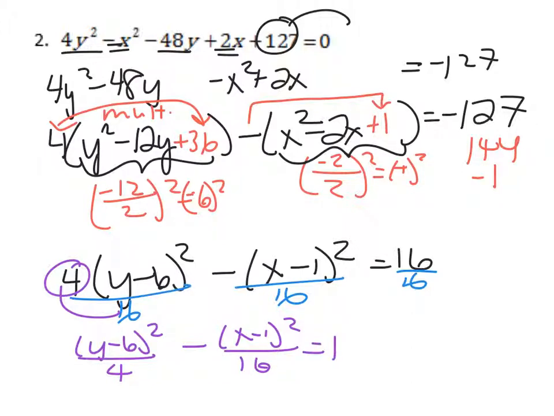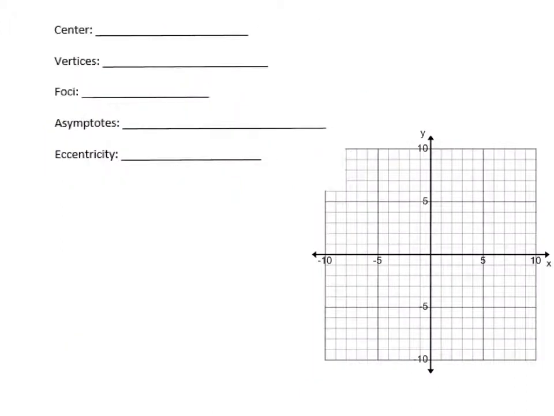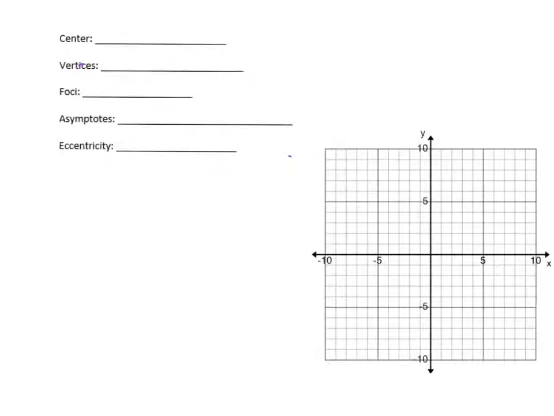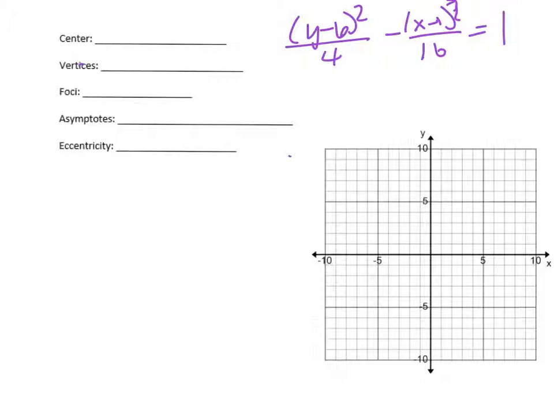So I'm going to rewrite this on the next page. So you might want to pause it now if you haven't gotten it all copied. So our equation from the last slide, hold on, let me shrink this a little. Oh, let's erase this. Let's shrink this a little. Okay. So my equation from my last slide was y minus 6 squared over 4 minus x minus 1 squared over 16, that's squared, equals 1. So my center from this is 1, 6.